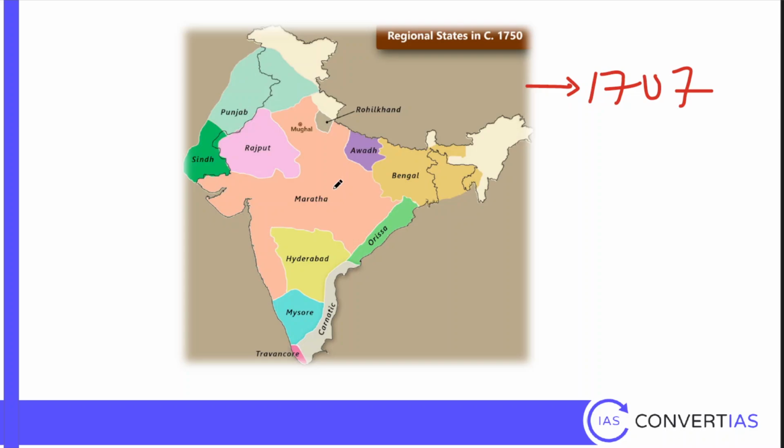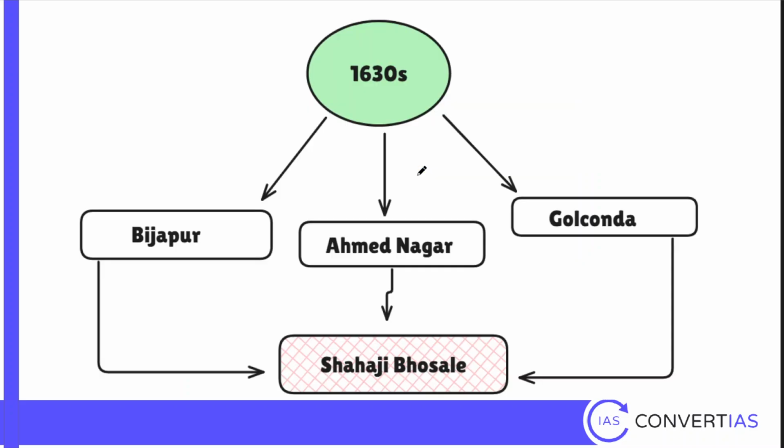You see this map. Take the case of Punjab, which was the Sikh-dominated area, or successor states like Awadh, Bengal, or Hyderabad, and look at the extent of the Marathas. They had this entire region under their control. So how they reached this position, starting from this Deccan region, is the story of the Marathas that we are going to discuss in this video. Let's start with the story in the 1630s.